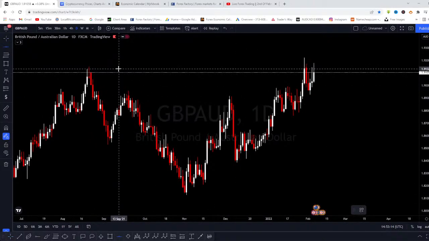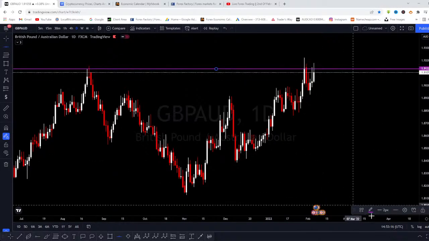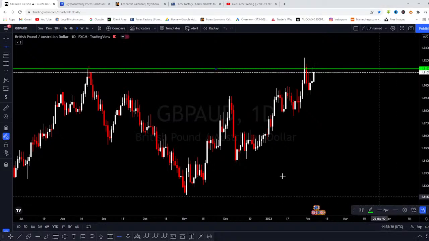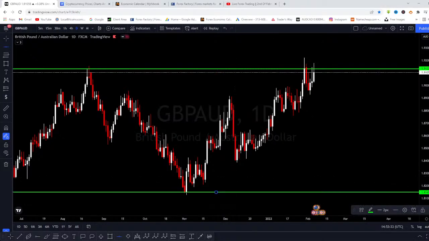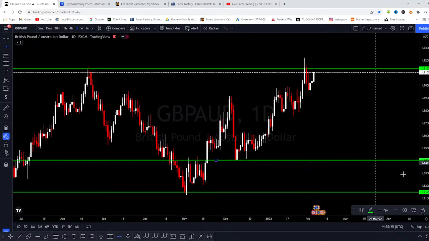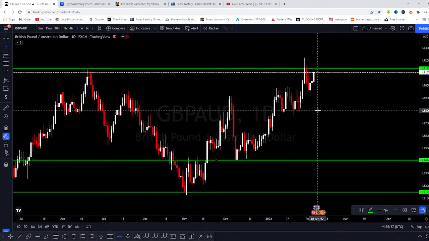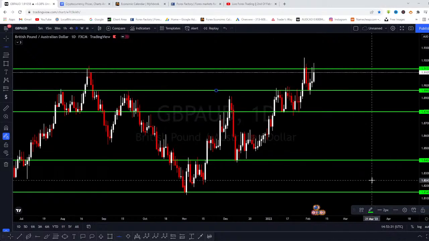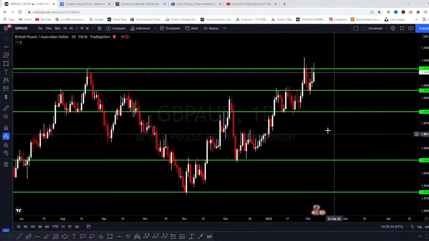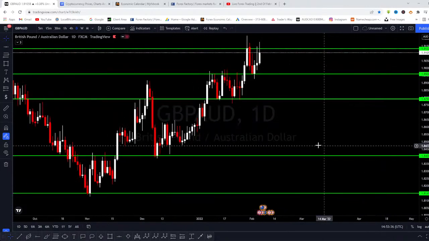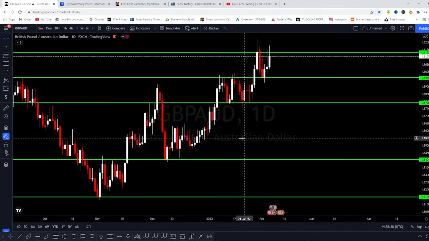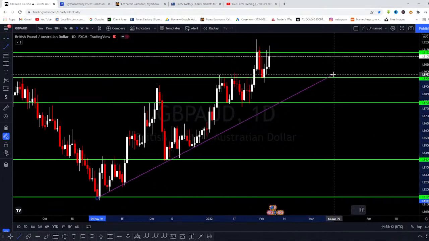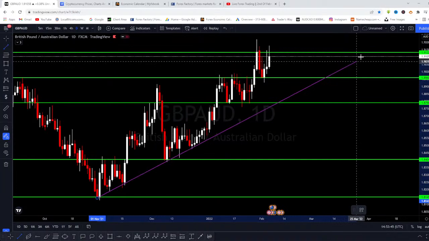I'm going to start by putting support and resistance on the daily time frame. Change the color to green. These are my major support and resistance. If you remember, I said that at the maximum, 5 support and resistance on the daily time frame. You can see that the market is moving to the upside. You can also put your trend line on this daily time frame.